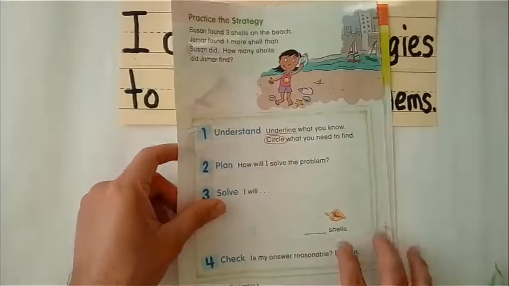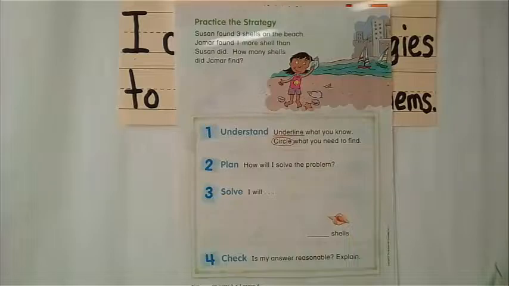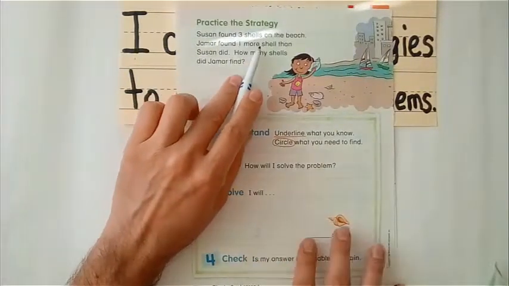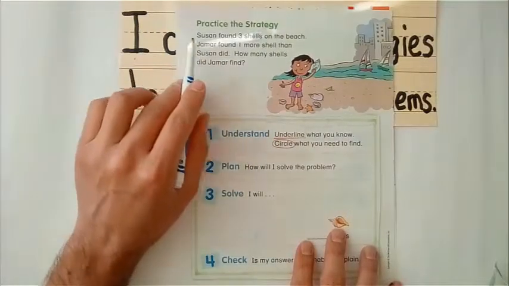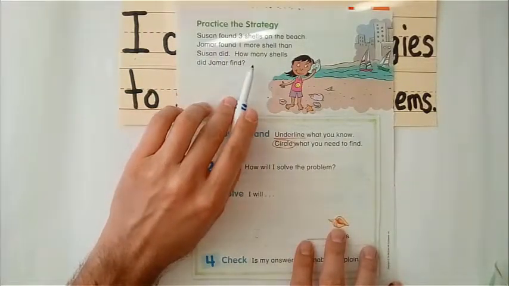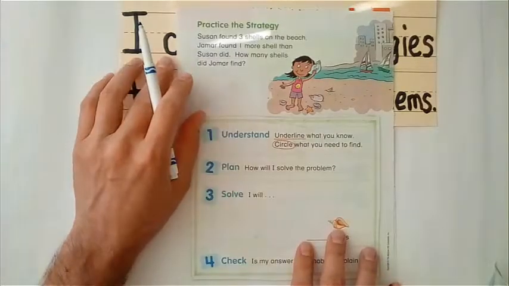So turn the page. It says, practice the strategy. Susan found 3 shells on the beach. Jamar found 1 more shell than Susan did. How many shells did Jamar find?